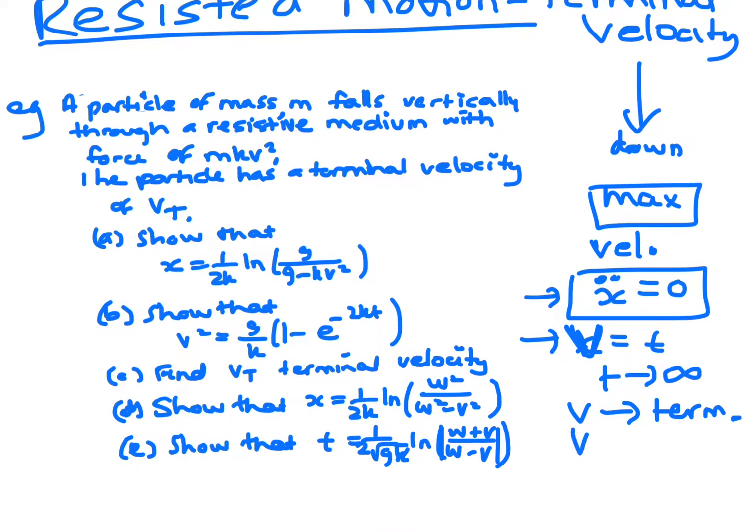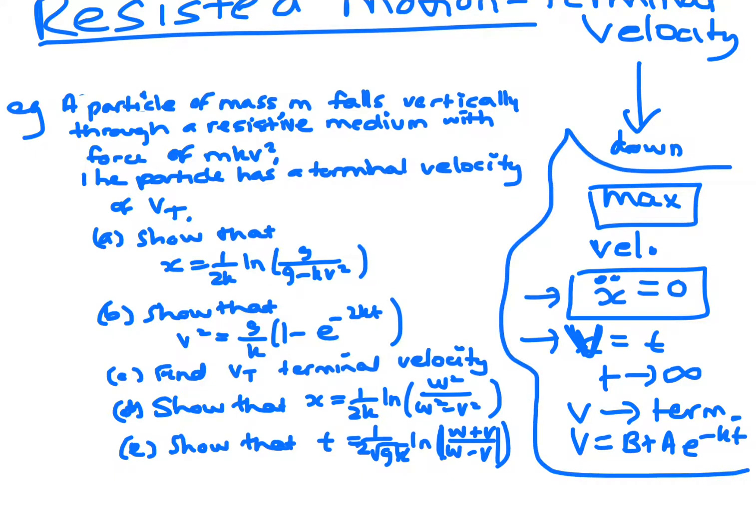This will often happen if you've got v equals something like b plus a e to the minus kt in it. As time goes to infinity, the e to the minus kt part goes towards zero. And the terminal velocity just ends up being the b, because that's the value that it approaches.